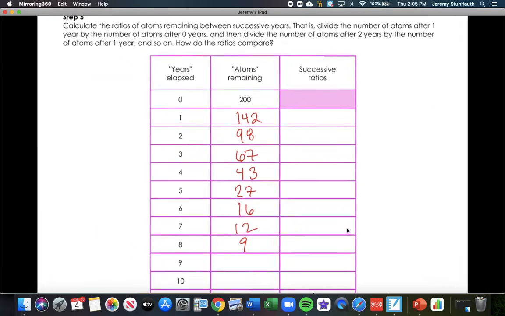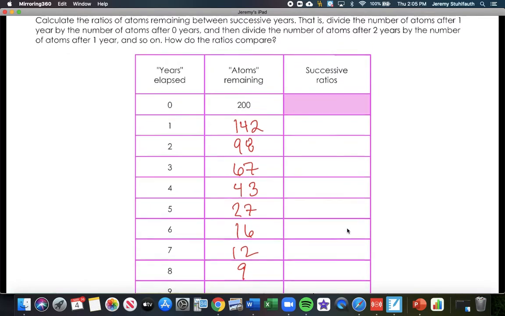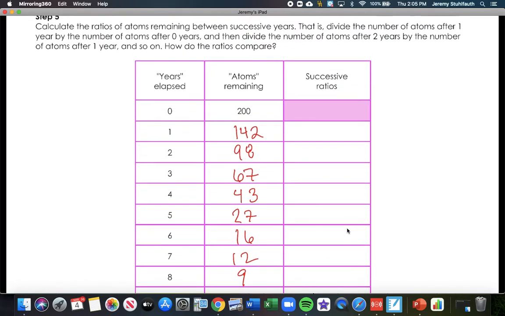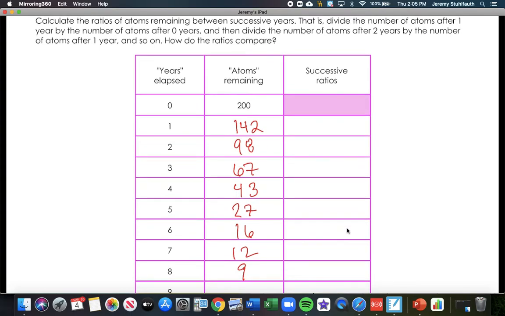And so what this looked like on our table was this. So go ahead and write these down. So we started with 200 atoms of our element, and then after 1 year, there were only 142 atoms remaining. After the second year, there were only 98 atoms remaining. Third year, 67, and so forth. And finally, once we got to the 8th year, there were only 9 atoms remaining. So at that point, we stopped.